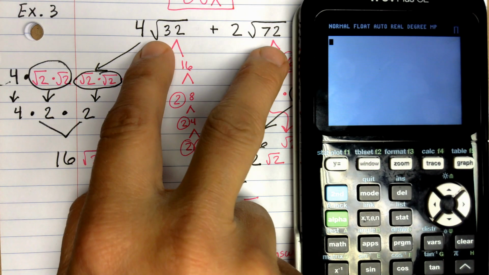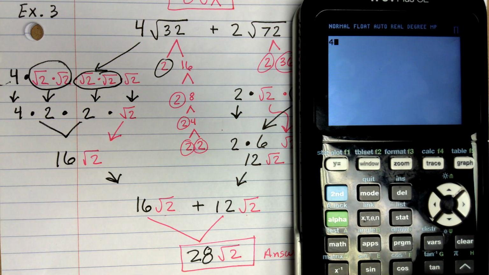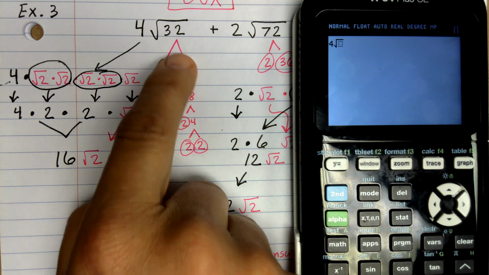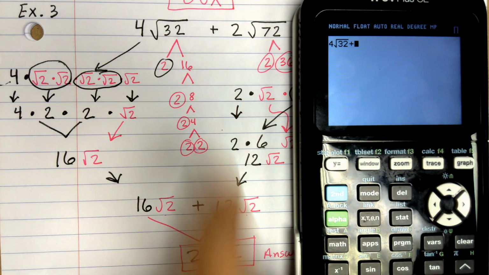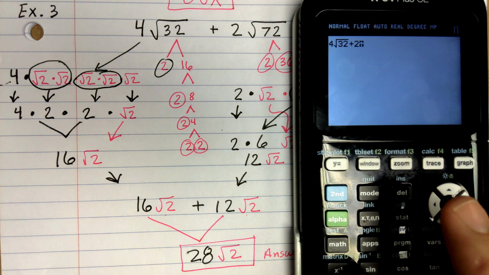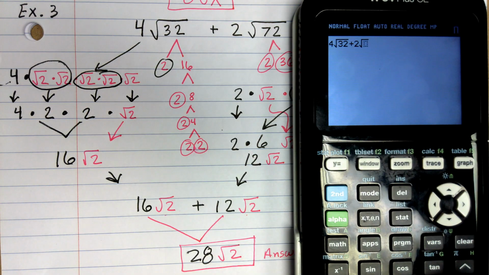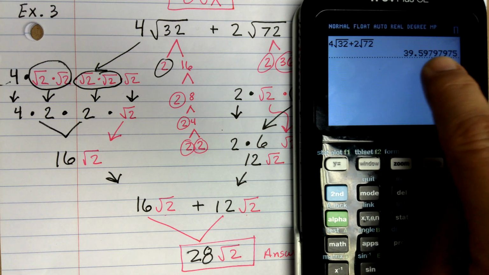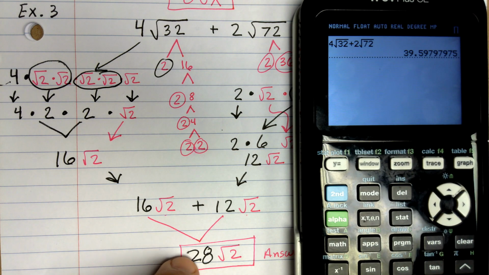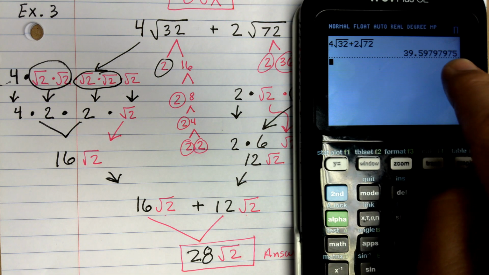So I'm just going to give you an example. I'm going to go ahead and put these in. 4 square root of 32. And then I'm going to put plus 2 square root of 72. And I'm going to hit enter. And notice it gives me 39.59 and some random numbers here, right? So now I'm going to take my final answer, and if I did this right, it should also give me this same answer with the same decimal strand.